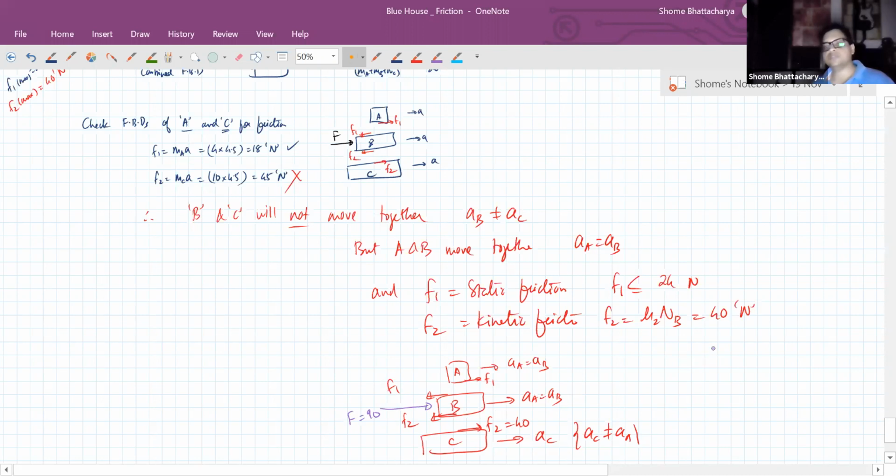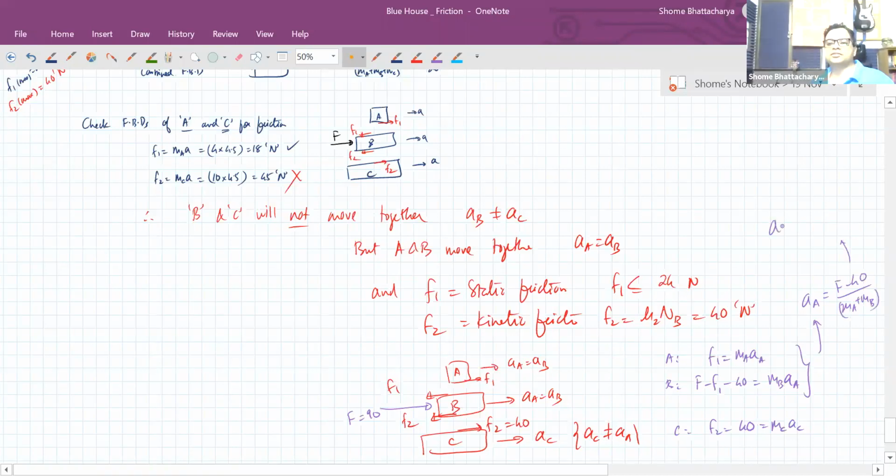So for A, we have the equation F1 is equal to mass of A into some acceleration. For B, we have the equation F minus F1 minus F2. Now F2's value we know is 40 newtons, is equal to mass of B into that same acceleration as A. Whereas for C, we have the equation F2, which is 40 newtons, is equal to mass of C into acceleration of C. So solving this system, we will get the common acceleration as F minus 40 upon the sum of masses of A and B.